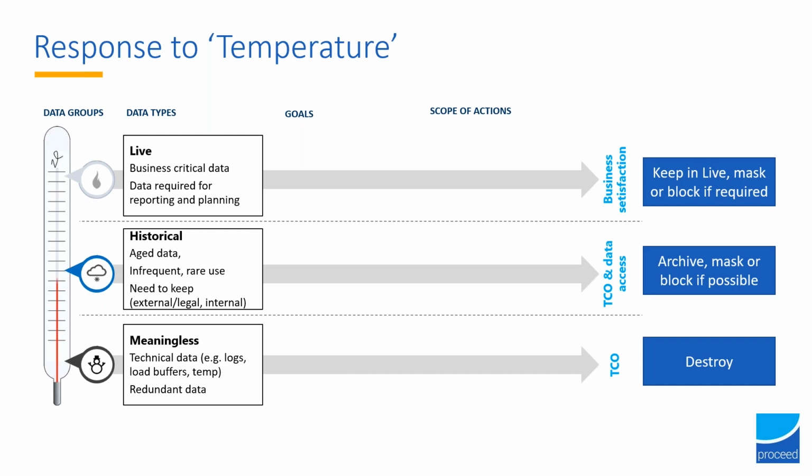So that live data, it's in live, we need it. We can use some authorization control to say who has access to it. We could choose to mask or block it if we needed to, but it's got to stay in the live database. Then we get to historical data, which would be archived, or you can mask and block it. And then when you get to that meaningless data, you would be looking at destroying it.